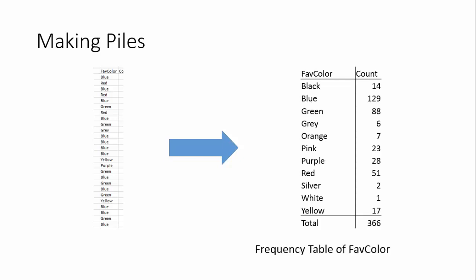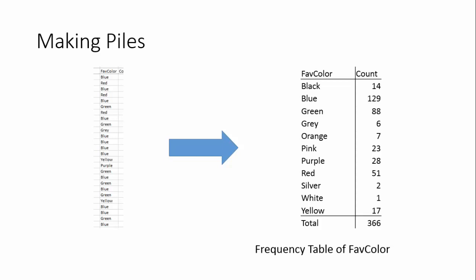And that is, let me just mention that this would be called a frequency of the color, because to a statistician, frequency means count. So I have counted up the colors and told you how many were each.